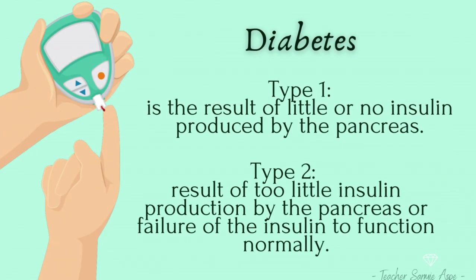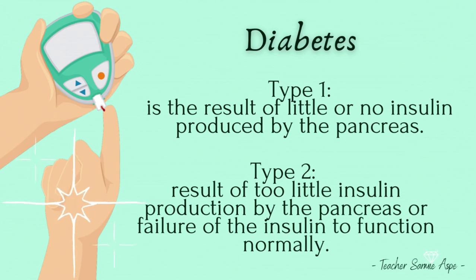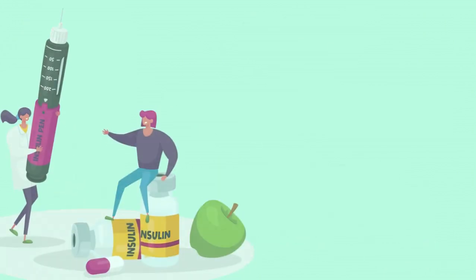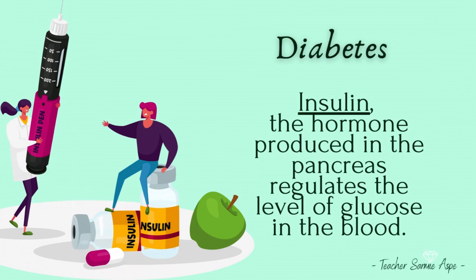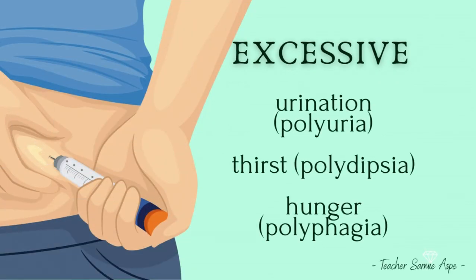The next part are the two types of diabetes. Type 1 is the result of little or no insulin produced by the pancreas, and type 2 is the result of too little insulin production by the pancreas or failure of the insulin to function normally. Insulin is the hormone produced in the pancreas that regulates the level of glucose in the blood. Warning signs and symptoms of diabetes: frequent urination, thirst, and hunger.